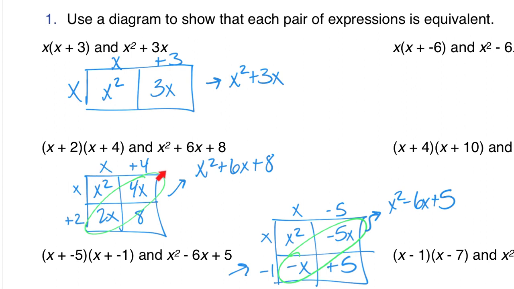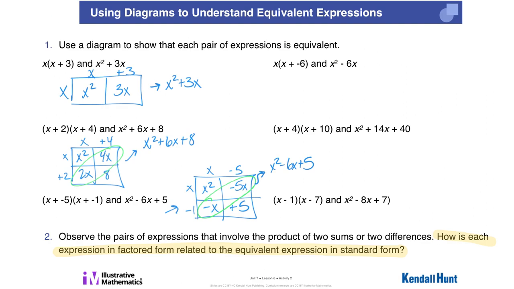x plus 2 times x plus 4, when we multiply that out and combine like terms, we do get x squared plus 6x plus 8. And then similarly down here, x minus 5 times x minus 1, when you combine like terms, you do get x squared minus 6x plus 5. I want you to look at the factored form and the standard form, and I want you to answer this question. How is each expression in factored form related to the equivalent expression in standard form?